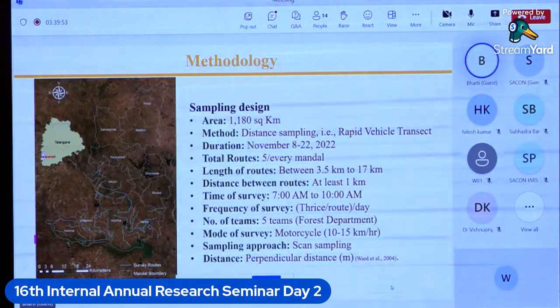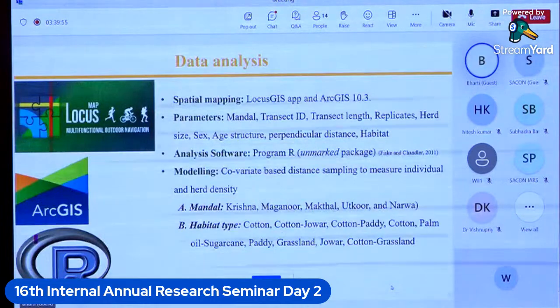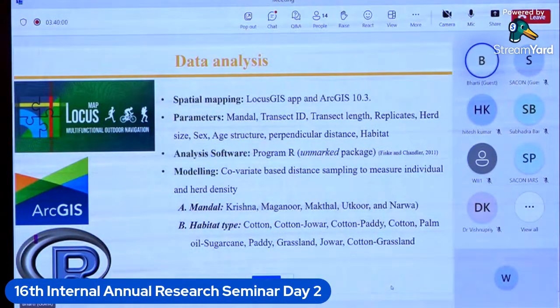After collecting the data on the required parameters, the data was analyzed using covariate-based distance sampling to measure individual and herd density. The two covariates used in the study were mandal and habitat type.